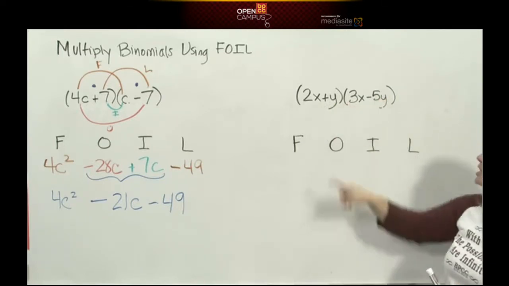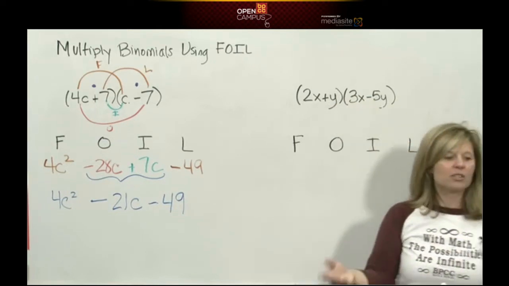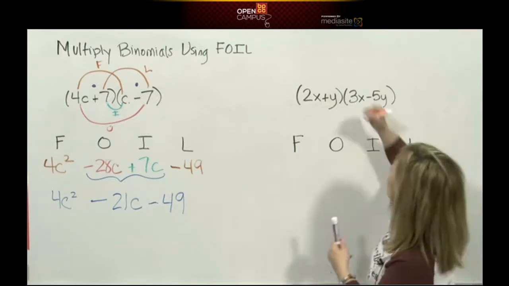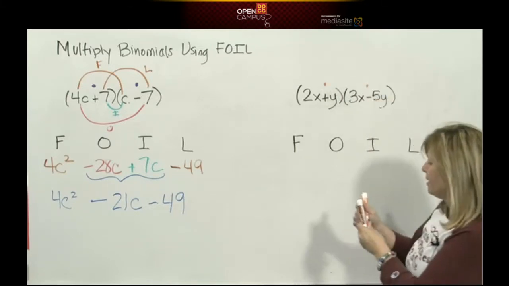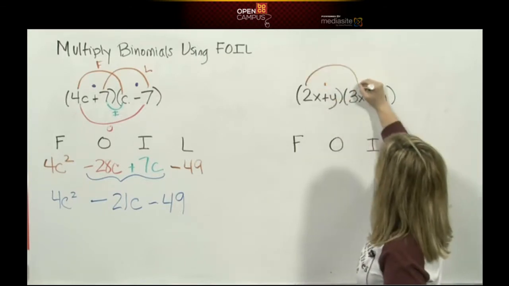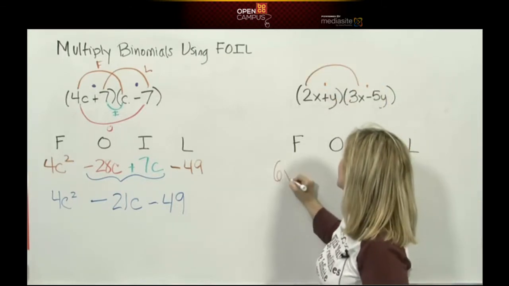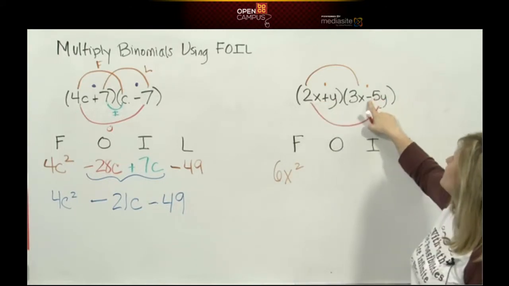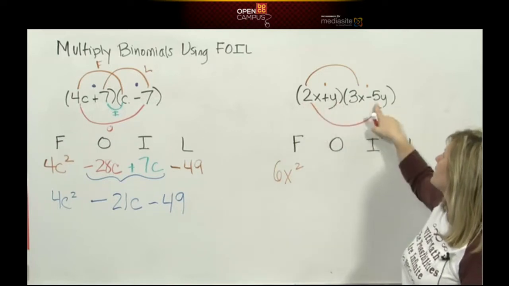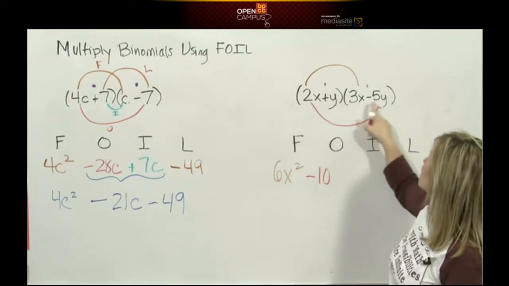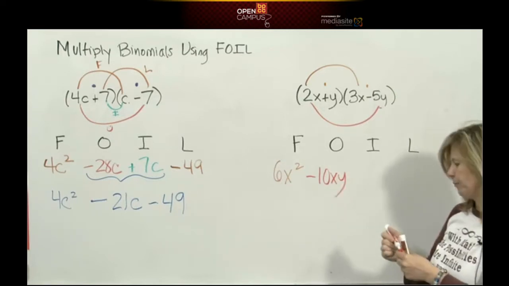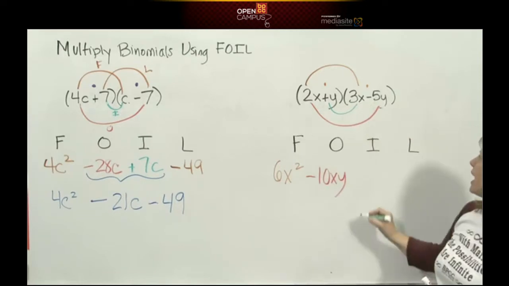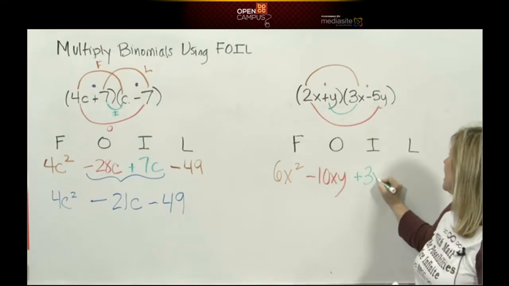They're not conjugates, even though the middle symbol is different, because they do not have the same terms. So we're going to do the FOIL method. If you like, put your eyeballs up there and follow along. First is his eyebrow. 2x times 3x, 6x squared. Outers is the mouth. 2x times negative 5y. 2 times negative 5 is negative 10. x times y is xy. Inners is the nose. Positive y times 3x would be positive 3xy.